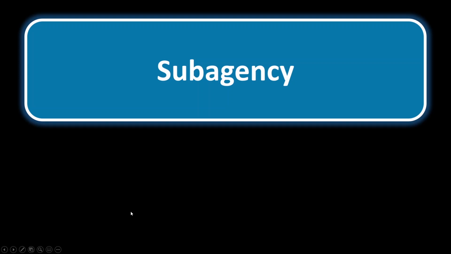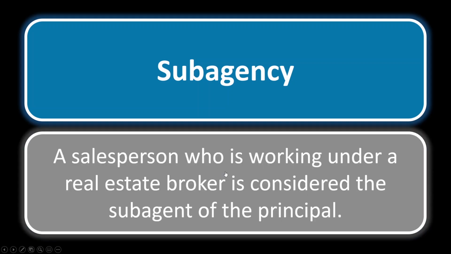Subagency. What do we have here when it comes to subagency? Well, remember in California when we discuss agency, that is a relationship the real estate broker has with the principal. And the salespersons that work under the broker have the subagency relationship because the salesperson needs to be licensed under a broker. So the broker has the agency relationship with the principal, and the salesperson has a sub-agency relationship with the broker, and then it flows through to the principal. Salesperson who is working under a real estate broker is considered the subagent of the principal. So that salesperson is the subagent.